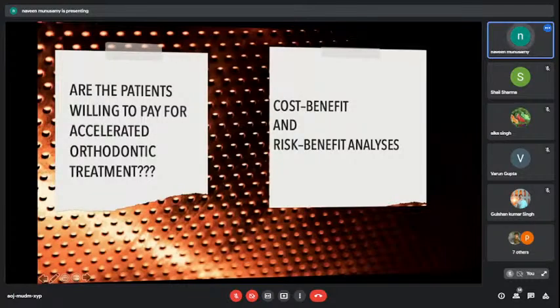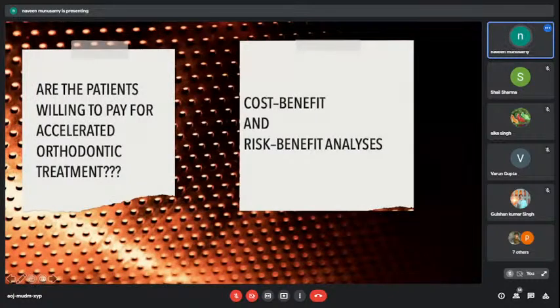And secondly, if you are using any additional device for this, definitely it will have an impact on the rate also. You will have to increase the charges also. So you have to do a cost-benefit and risk-benefit analysis: whether the charges we are asking have a benefit in terms of the increase in the rate, or in terms of patient acceptance or reduction of orthodontic treatment time. So again, we have time. We need more research to show that definitely it has more benefit as compared to the risk when we talk about all these methods.